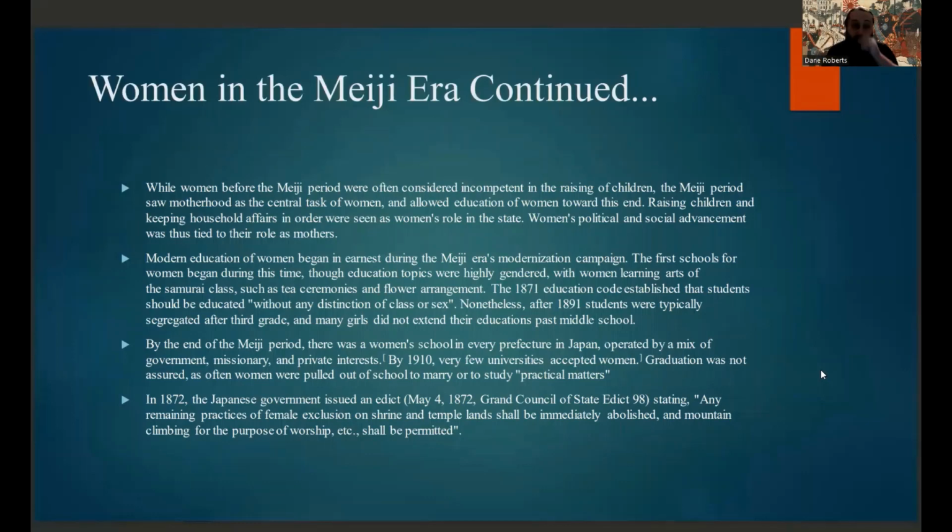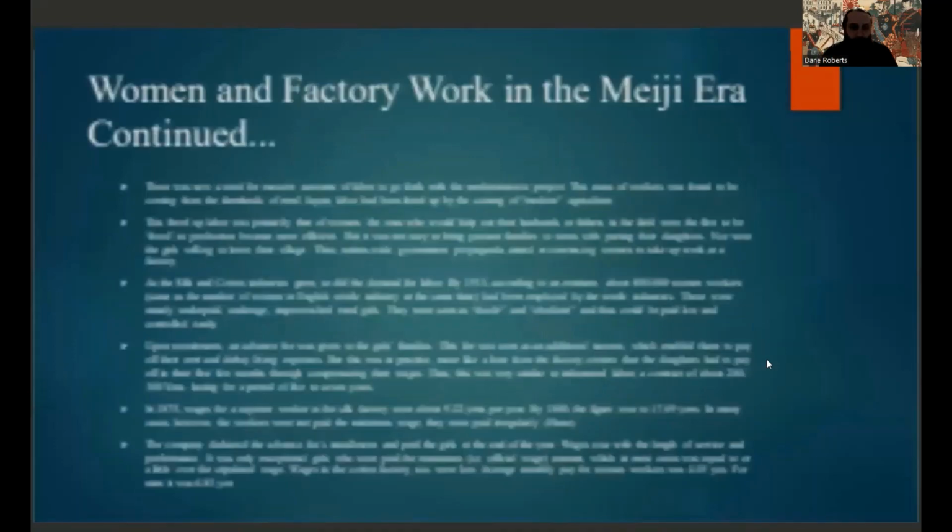The Japanese government did eventually, in 1872, state that any remaining practices of female exclusion on shrine and temple grounds and in schools and things like that shall end, and they shall be permitted to participate in these things. Also, graduation was not assured, as often again women would be pulled from schools to marry or to study practical matters, quote unquote.